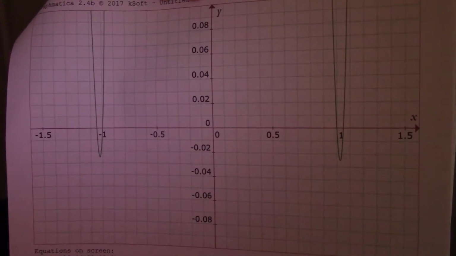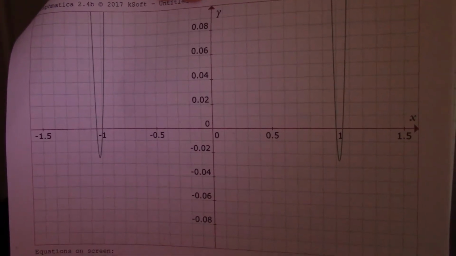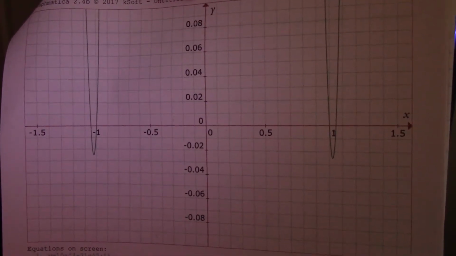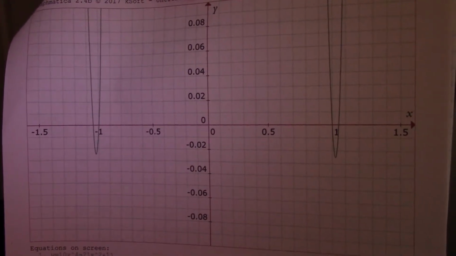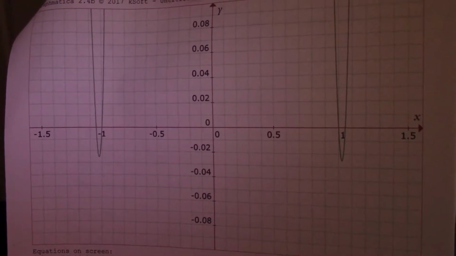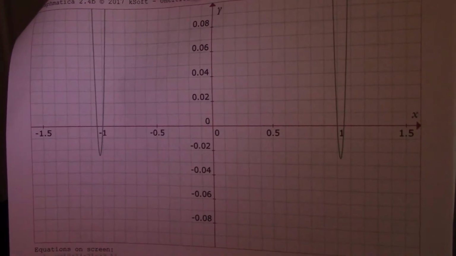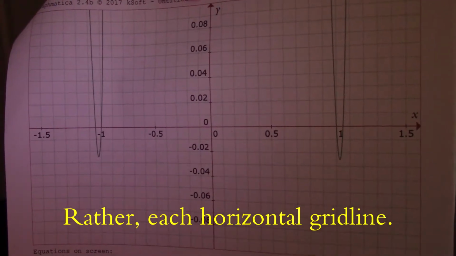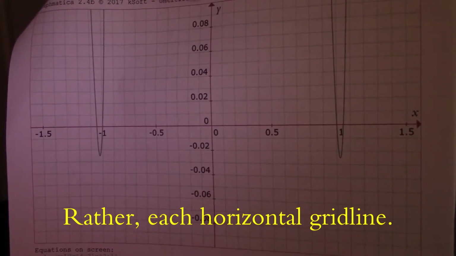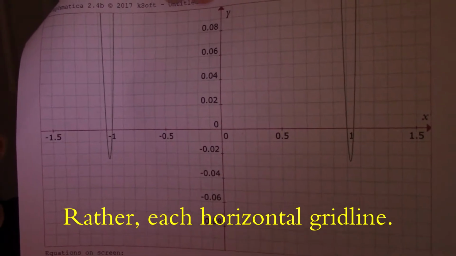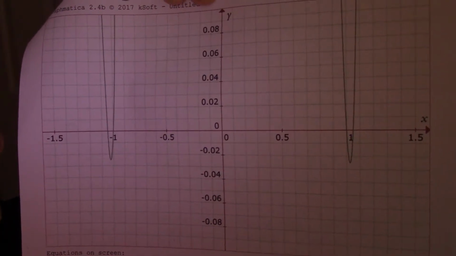All right, you'll notice the scale on the y-axis. It's pretty small. All right, 1/100th of a unit. 1/100th is the scale on the y-axis. Each vertical grid line represents 1/100th. All right, so that is something you'll just have to use your zoom feature on.